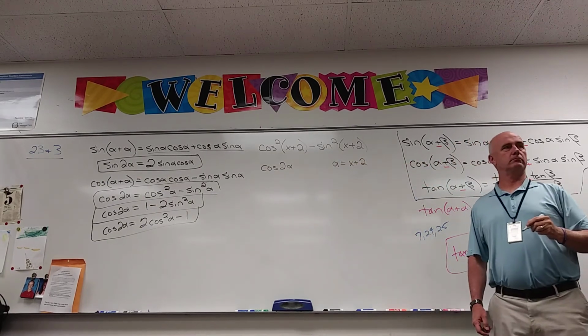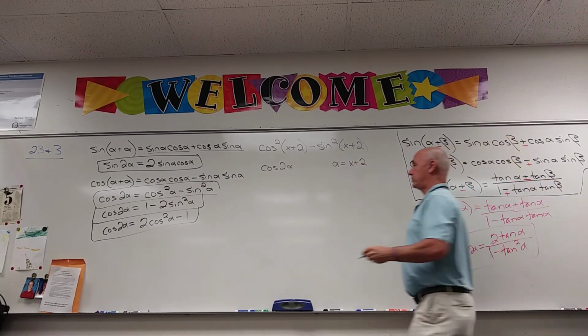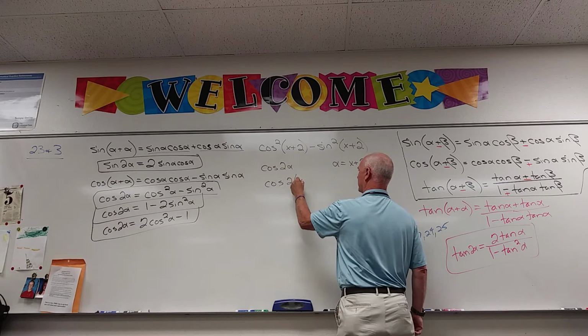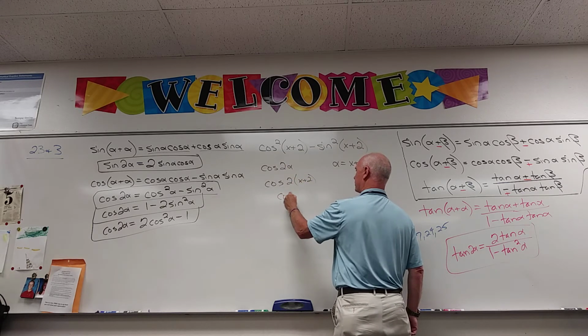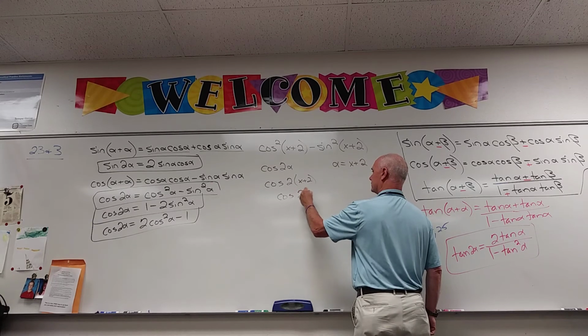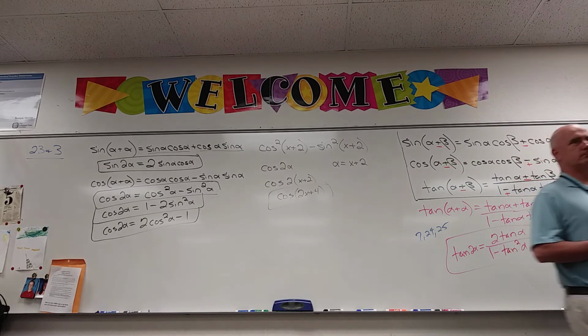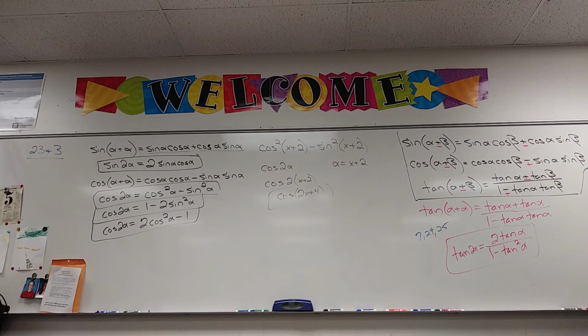Yes? Which therefore means it's the cosine of 2 times x plus 2, which therefore means it's the cosine of 2x plus 4. Can we simplify that? No, so we'd be done. I guess in a way we could conceivably use the cosine addition formula, but we don't know if it's in degrees or radians or anything like that.